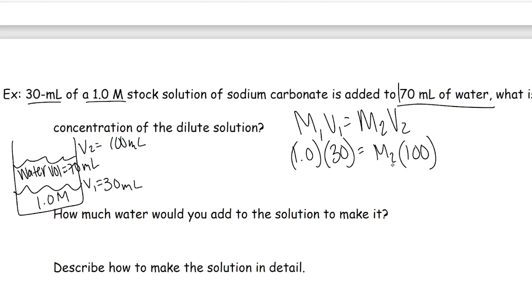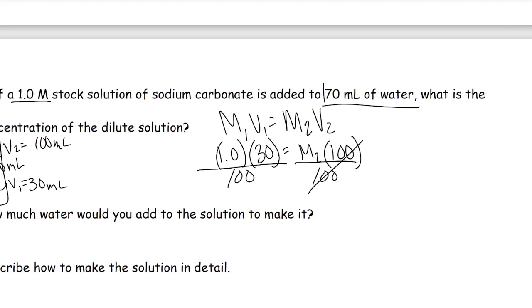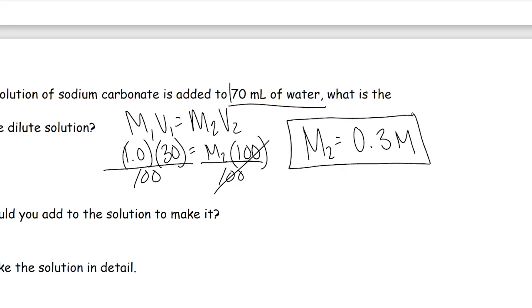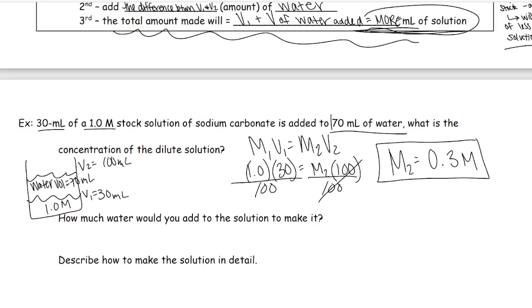So I'd take 1.0 times 30, which just equals 30. I would divide this side by 100 and then divide the other side as well. So my M2, my second molarity, is equal to what? 0.3. And your unit, if you're calculating molarity, is just capital M. That stands for molar. Then as far as significant figures, don't forget to look at it. This has 1 sig fig, this has 2 sig figs, this has 1 sig fig, so my final answer should have 1, and it does.